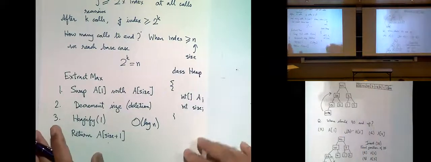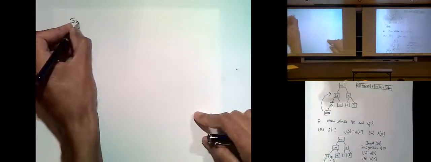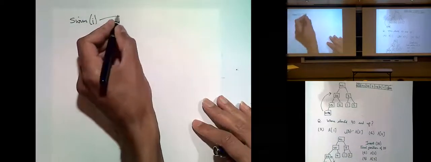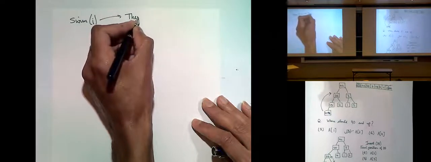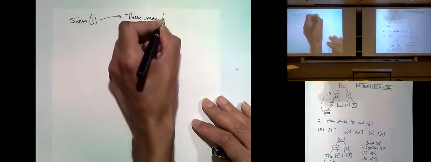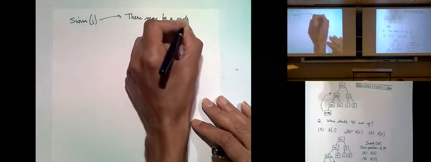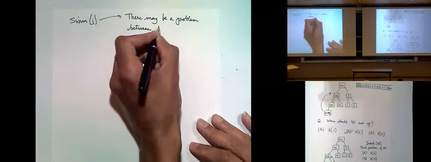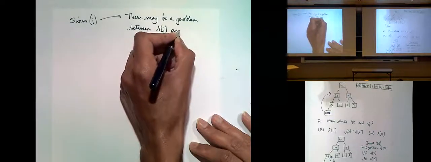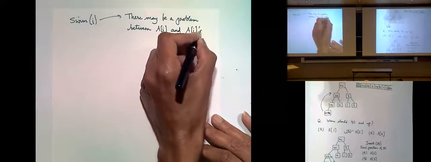So let's write out the code for the insert operation. So I will call this the swim operation. And again, swim is going to take an index I. So here, there may be a problem between A of I and A of I's parent.